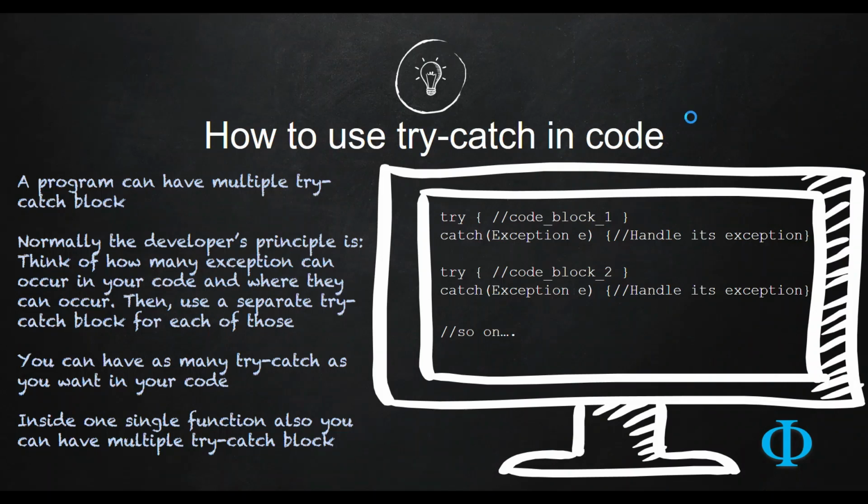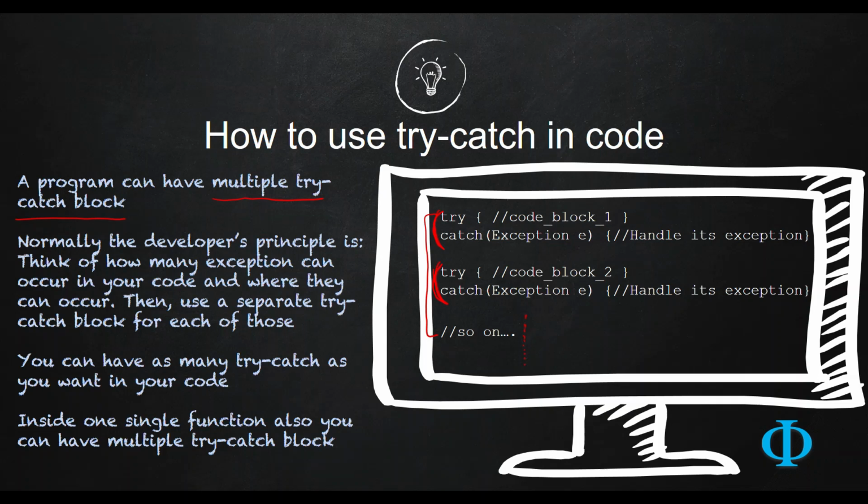Now let us delve deeper into the try and catch block. In a Java program, you can have multiple try and catch blocks, as I have shown in this code. Here, as you can see, there is a first try and catch block, then there is a second try and catch block over here, and you can have as many try and catch blocks in your program, even inside a function, as many as you want.